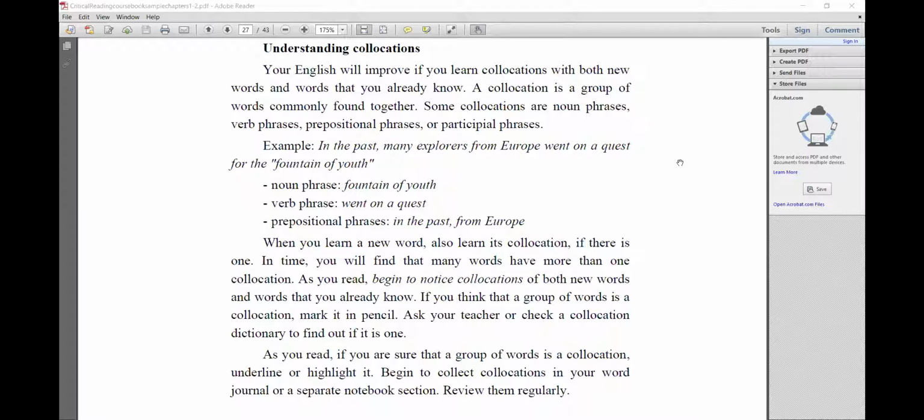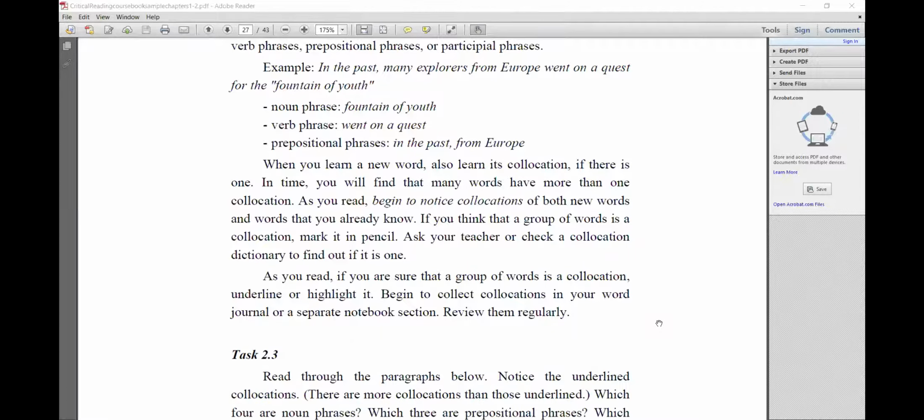In time you will find that many words have more than one collocation. And as you read, begin to notice collocations of both new words and words that you already know. If you think that a group of words is a collocation, mark it in pencil, and ask your teacher or check a collocation dictionary to find out if it is one. As you read, if you are sure that a group of words is a collocation, underline it. So we are skipping this task. I would say that you must read it at home.